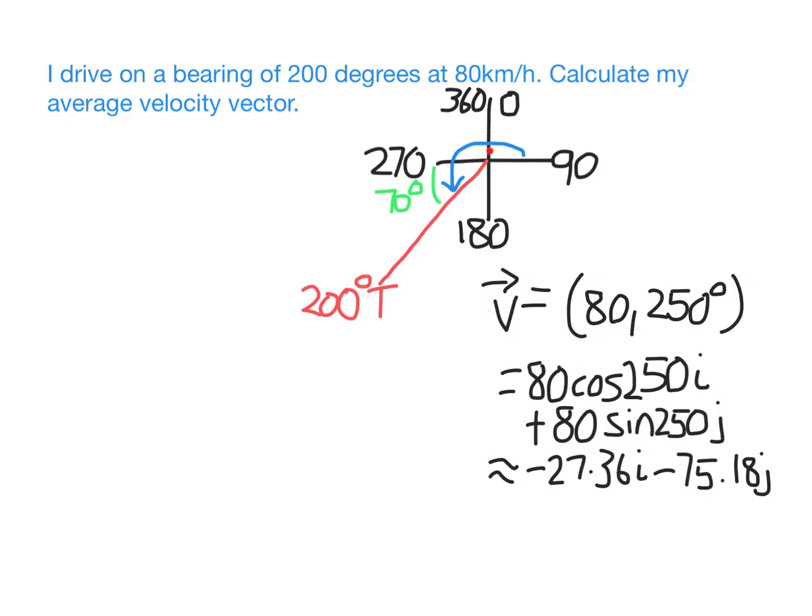So because i is the unit vector that points due north and j the unit vector that points due east, these negatives just reverse the direction. So we can interpret this as saying if I travel 80 kilometers an hour on this bearing, so I'm traveling at a constant speed, each hour I'm moving 27.36 kilometers to the west and 75.18 kilometers to the south.